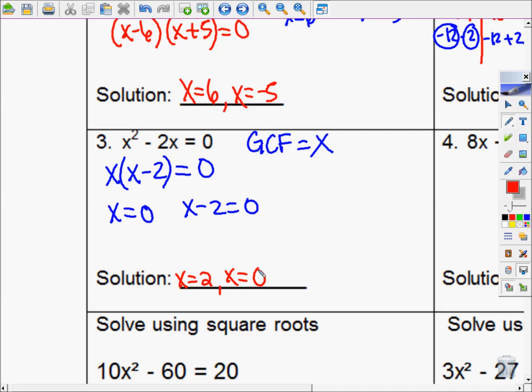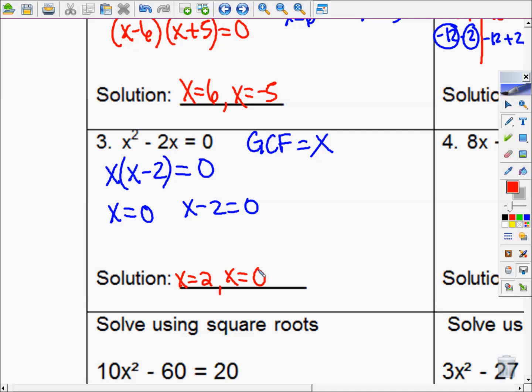You look confused, Nicholas. How'd you get x minus 2? How do I get x minus 2? Because I factor out the x, and 2x divided by x is 2. Oh, okay, yeah. You see it? I forgot the GCF. So was that hard?